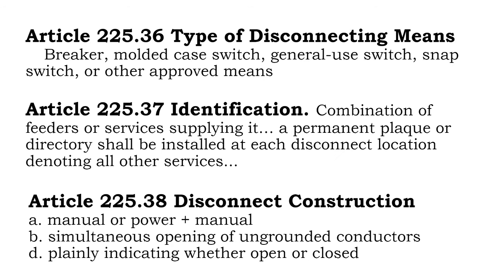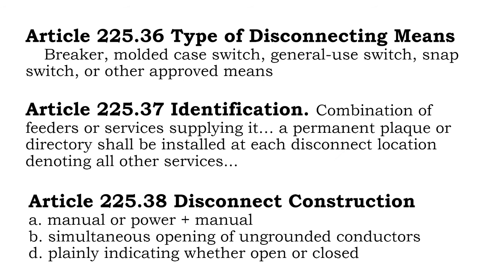This says feeders and services should be identified at each disconnect location, saying what's going on. So the solar labeling requirements at disconnects is not really a solar thing. It's really an all electrical thing. Disconnects should have some kind of plaque or map that says what's going on with this.